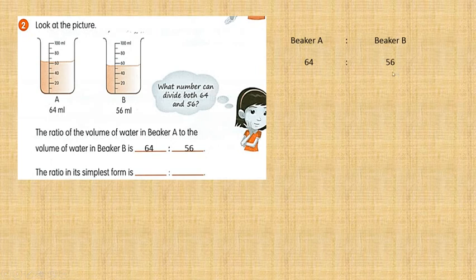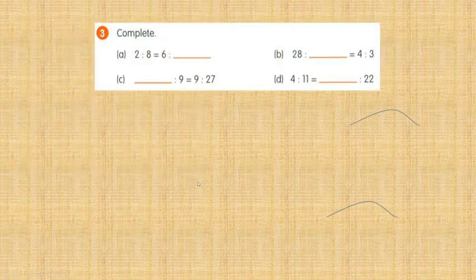They are both in table 2, and they are both in table 4, and they are both in table 8. So I can divide by 8. So 64 divided by 8 is going to be equal to 8. And 56 divided by 8 is going to be equal to 7. So 8 to 7, is it the simplest form? Yeah, there is no common timetable between 8 and 7. So write it down, 8 to 7. Okay, let's go to the next question.